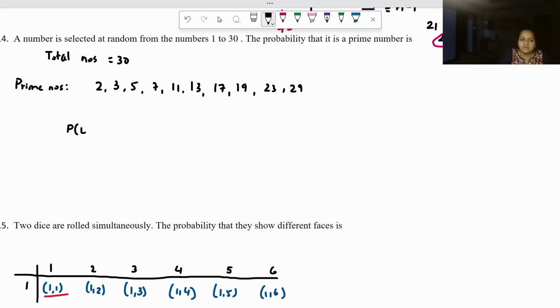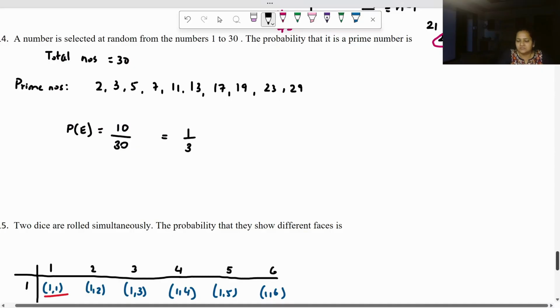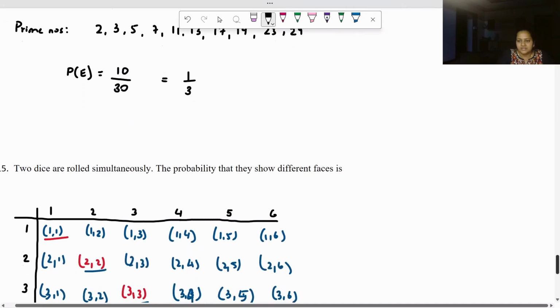That's an easy one, but you have to just make a list of the prime numbers. 1, 2, 3, 4, 5, 6, 7, 8, 9, 10. We have 10 prime numbers out of the 30 numbers that are available. So the probability turns out to be 1 by 3. Right? Let's go on to the next one.